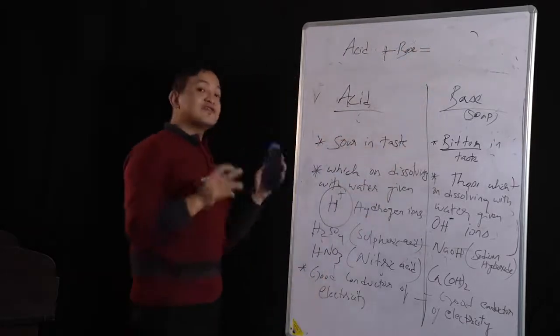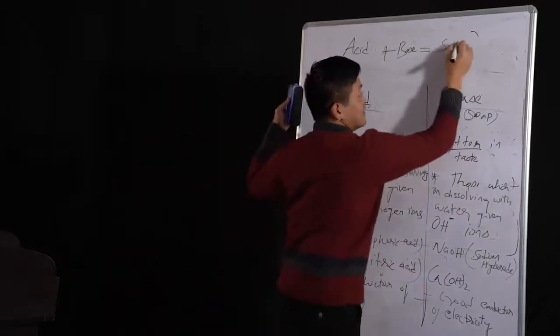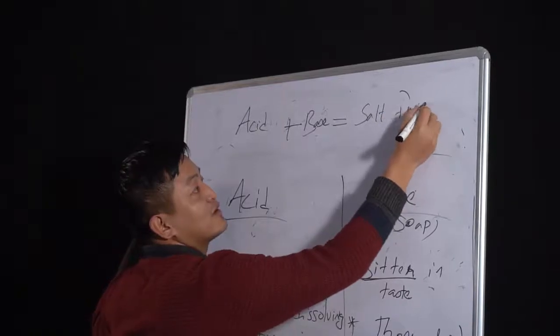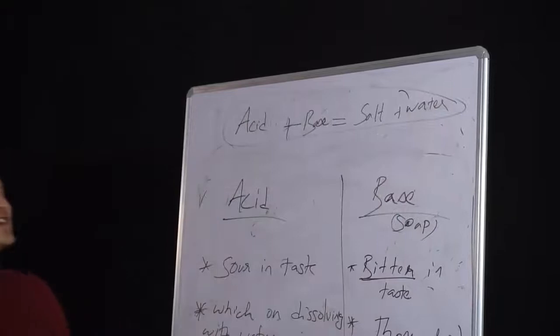Acid and base. If they react together, we will see salt and water. Okay? Acid and base react together to give salt and water. And this process is also known as a neutralization reaction, students.